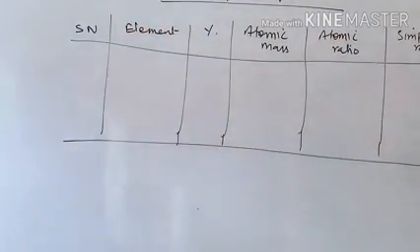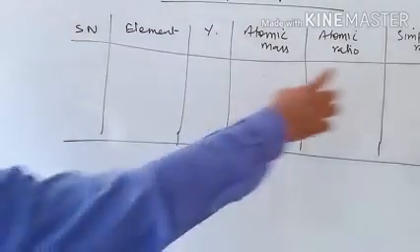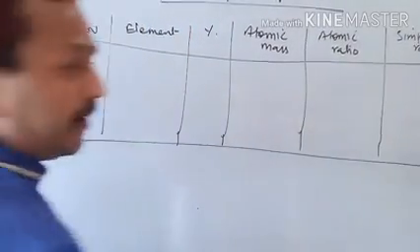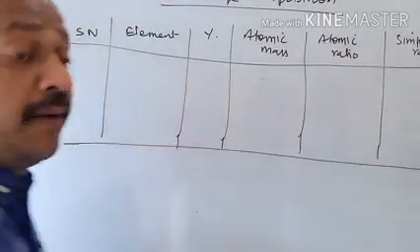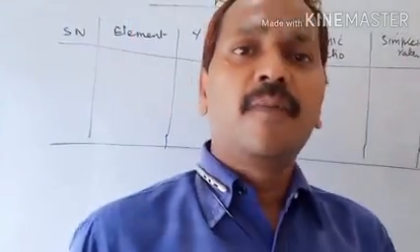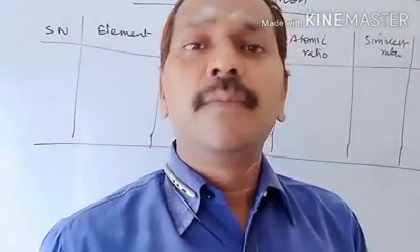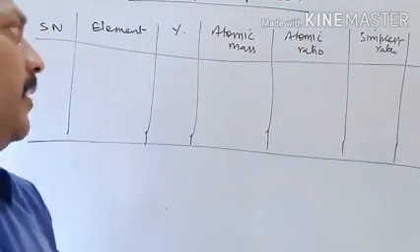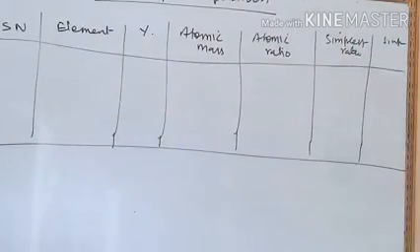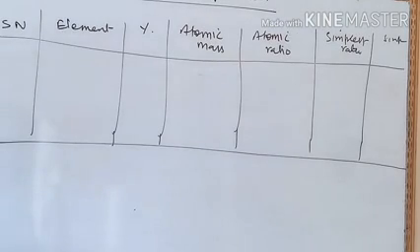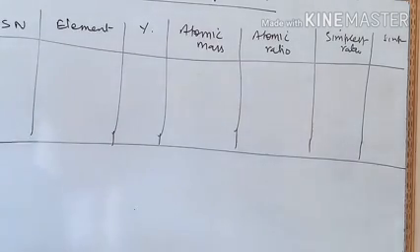Okay, if we know the simplest whole number ratio, we can calculate the empirical formula and then the molecular formula. Molecular formula is equal to n factor into empirical formula. This we know, all right, children. So one more important relationship I am telling, an easy method.